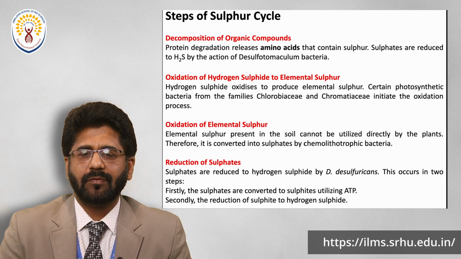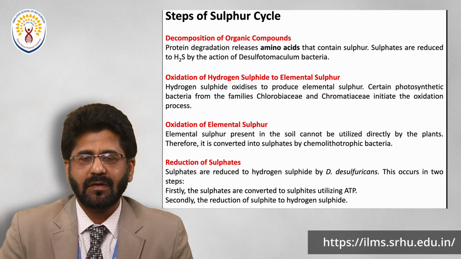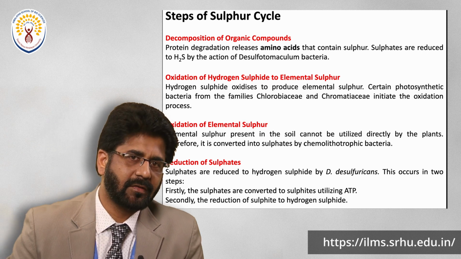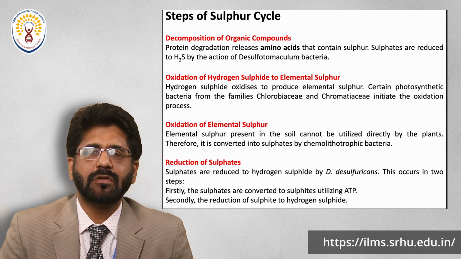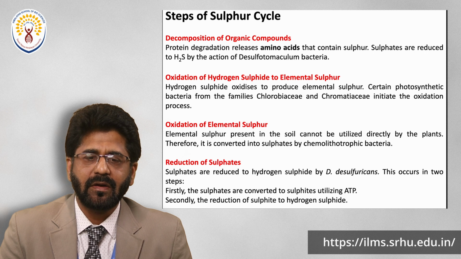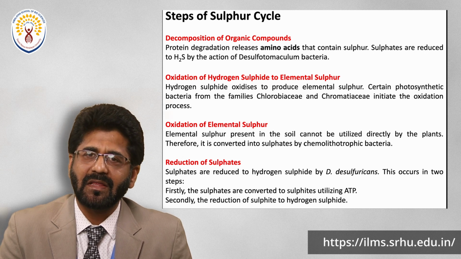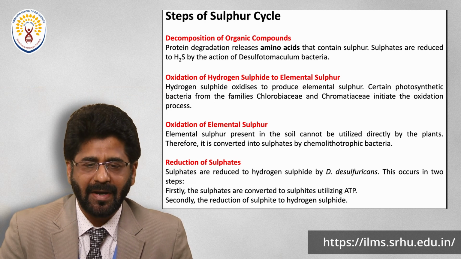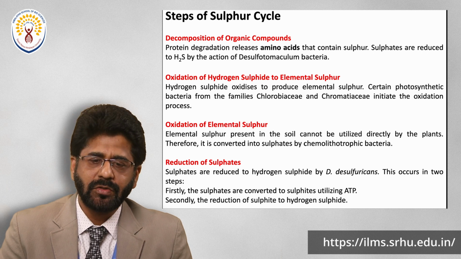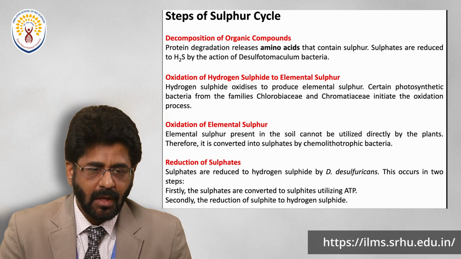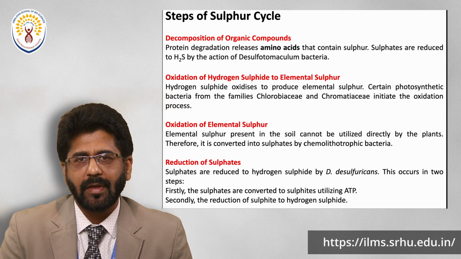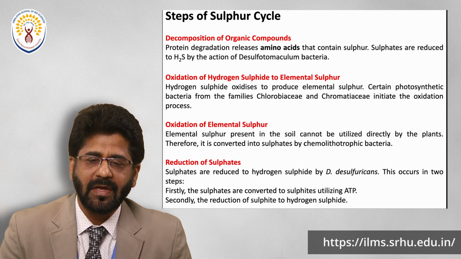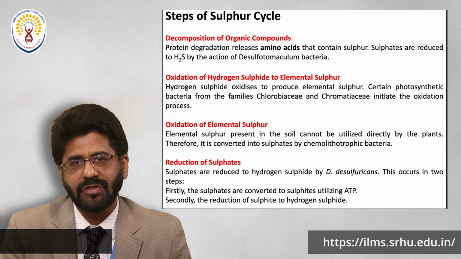Next slide is the steps of the sulfur cycle. As the sulfur cycle is a very complex process, it includes multiple phases or steps to complete a single cycle. First of all, decomposition of organic compounds. Protein degradation releases amino acids that contain sulfur, and sulfates are reduced to H2S by the action of several bacteria. Then, oxidation of hydrogen sulfide to elemental sulfur. Hydrogen sulfide is oxidized to produce elemental sulfur, and certain photosynthetic bacteria from various families initiate the oxidation process.